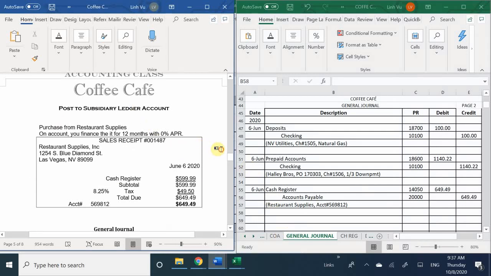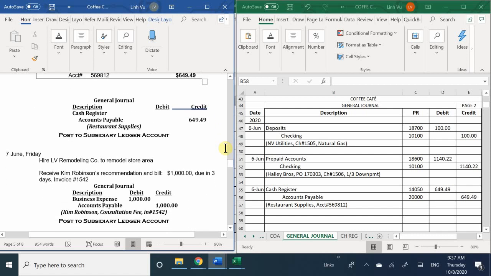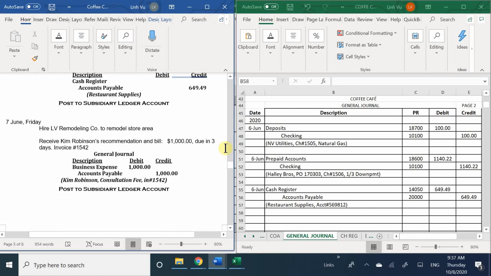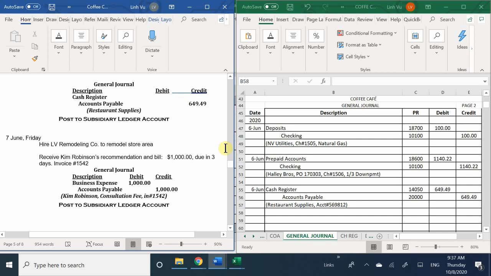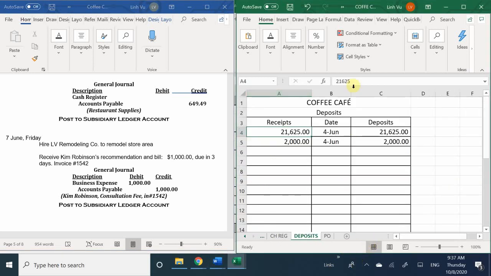So now that we've finished posting it to our subsidiary ledger, what has happened next? Oh, we reached the end of our day. Let's first check our deposits. Did we make any receipts that we've collected? Yeah, all of these that we've incurred were either purchase of assets or expenses. So no, we didn't collect any cash along the way. So in that case, I am good to go.